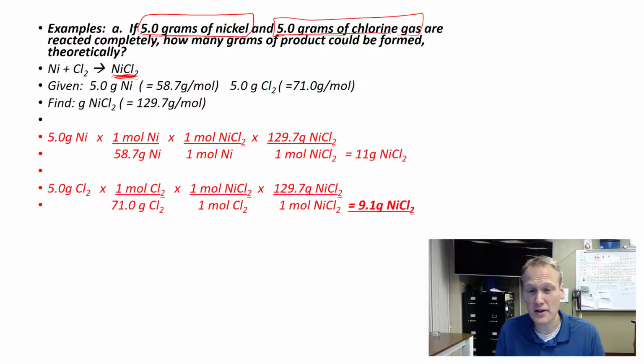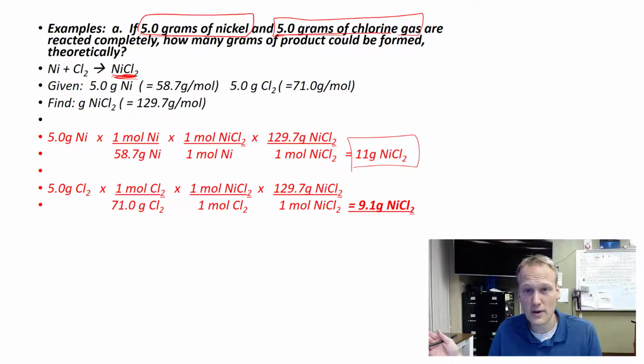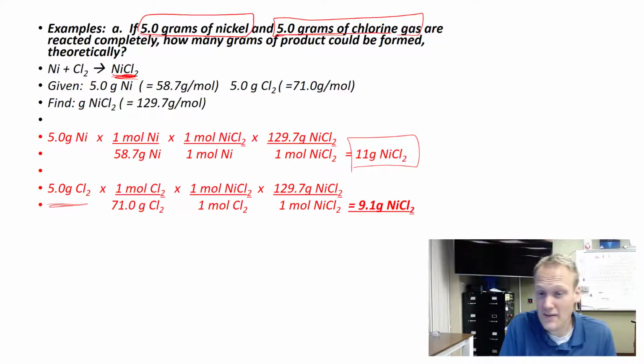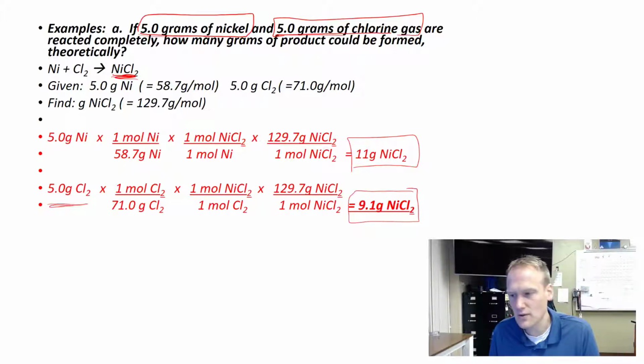So here's the math that goes along with that. Notice we're dividing by the molar mass of nickel, we're multiplying by the mole ratio, which is 1:1, and then we're multiplying by the molar mass of nickel chloride. So 5 grams of nickel will produce 11 grams of nickel chloride if we have an excess of chlorine gas. But we only have 5 grams of chlorine gas. Divide by the molar mass, multiply by the mole ratio, times by the grams of nickel chloride, and I would be able to produce 9.1 grams of nickel chloride.